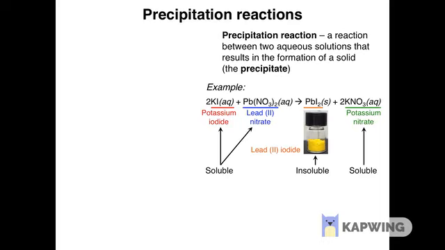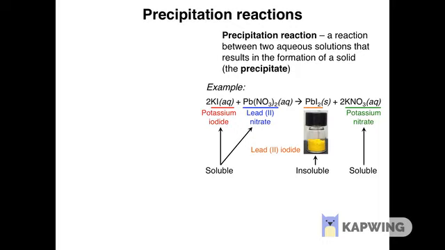To form the products, the cation from the first reactant, potassium plus, combines with the anion from the second reactant, NO3-, forming potassium nitrate, KNO3, which is soluble in water. The anion from the first reactant, I-, combines with the cation from the second reactant, lead-2+, forming lead-2 iodide, which is not soluble in water. Although most iodides are soluble, lead-2 iodide is an exception, as we have said in the previous video. The insoluble lead-2 iodide forms an ionic solid, the precipitate, that eventually settles to the bottom of the reaction container.